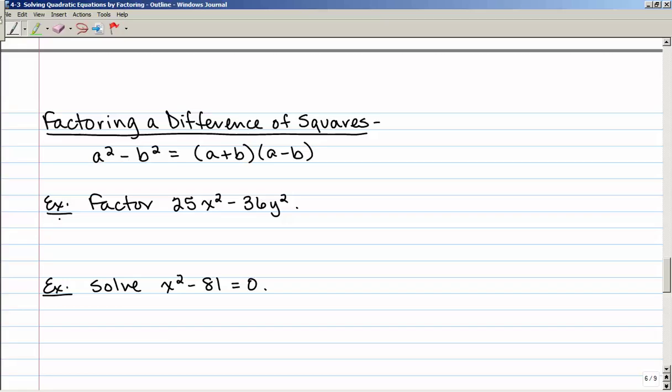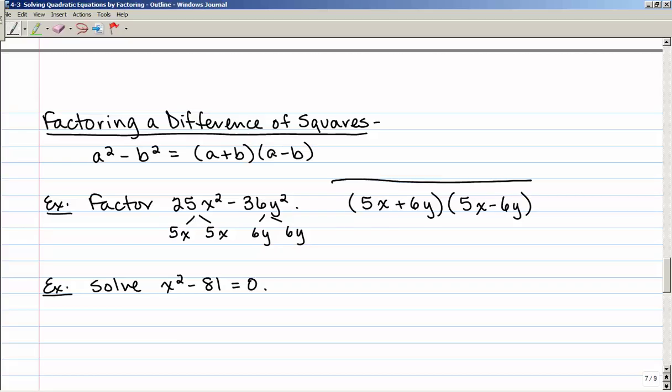So factor 25x squared minus 36y squared. I'm noticing that 25x squared is actually a 5x and a 5x. That is a perfect square. 36y squared is a 6y and a 6y. And there's not a whole lot of work to do here. I'll just take a 5x plus 6y, and then a 5x minus 6y.